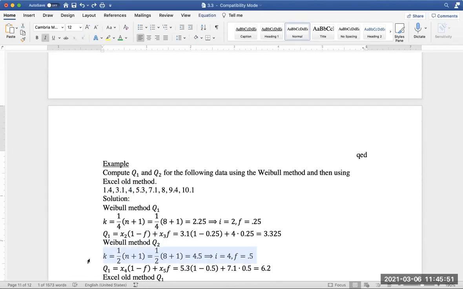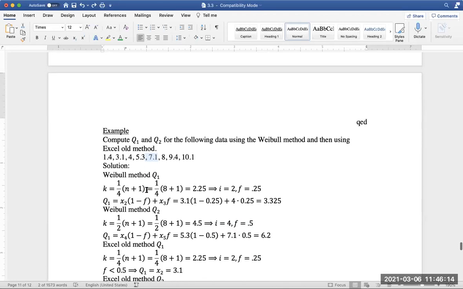Find the second quartile for the Weibull method. So 2/4, or 1/2 times (n plus 1), 8 plus 1 is 9, giving 4.5. So let's take the number: 1, 2, 3, 4. 50% of 5.3 plus another 50% of 7.1. So I get 6.2.